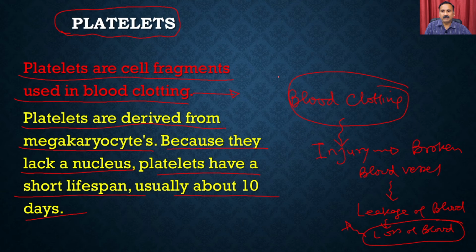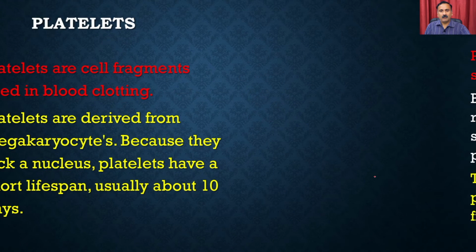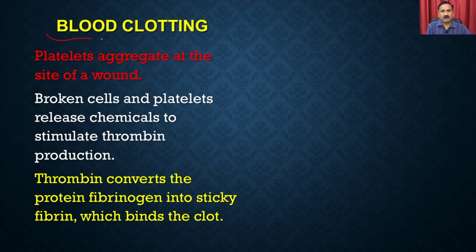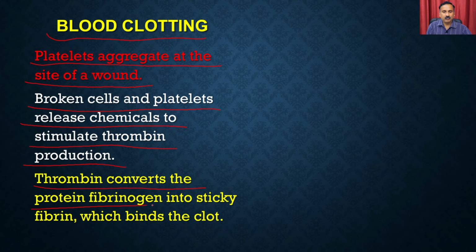So because of that, blood clotting is very important for ensuring that even if there is an injury, that injured part can be repaired and restored. So what things are going to happen when there is blood clotting? Platelets are going to aggregate at the site of the wound, and the broken cells and the platelets are going to release chemicals to stimulate the thrombin production, and the thrombin is going to convert the protein fibrinogen into the sticky fibrin which binds the clot.